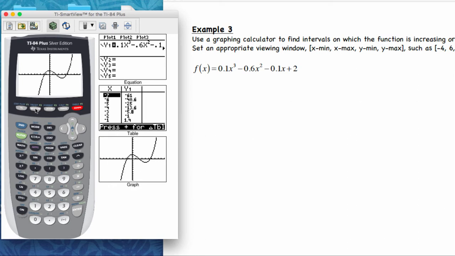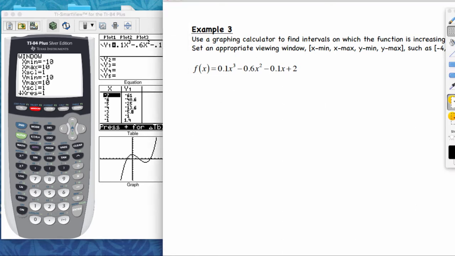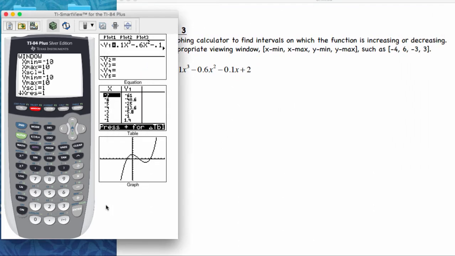And we're going to go ahead now and change the window. Right now I have a window of -10 to 10 for my x-axis, and also -10 to 10 for my y-axis. That's the standard, but we're going to change those dimensions. I'm going to make my x minimum -4, and then I'm just going to start typing in that -4, and it's going to replace what was there. And then I'm going to arrow down and put my x max of 6, and I'm just going to hit the 6, and it's going to type over everything that was there.